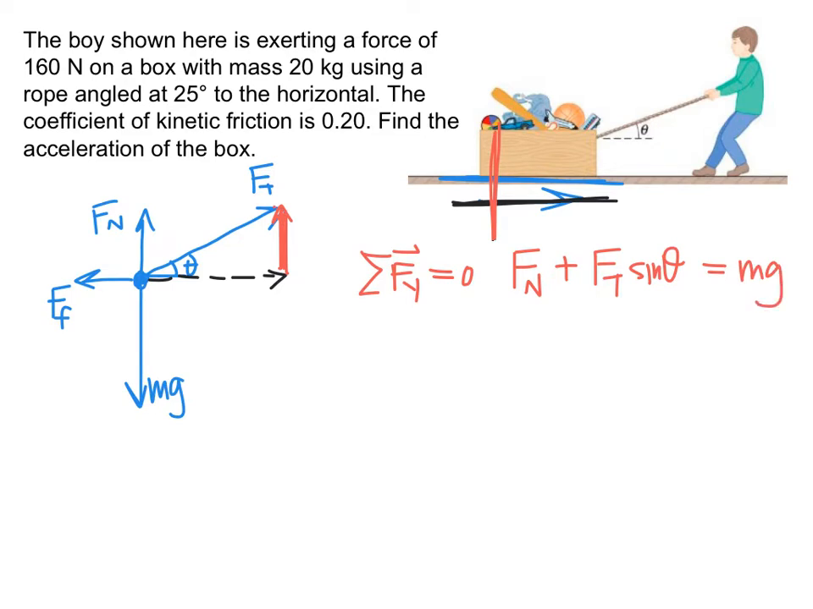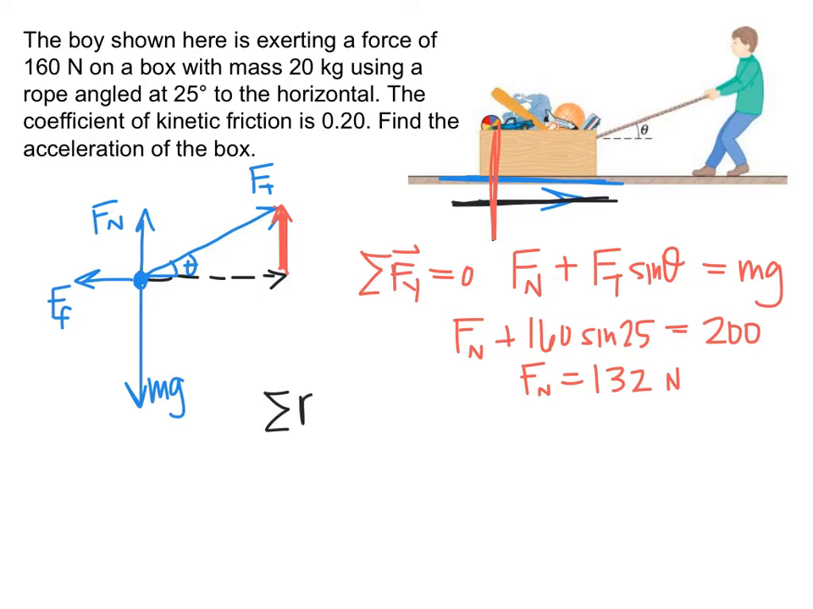If I go through and put some numbers in here, F sub n plus my tension force, 160 times the sine of 25, will equal the weight down, which is 20 times 10, or 200 newtons. When we go through and do this, we should get 132 as our normal force, so a little bit less than the weight itself.